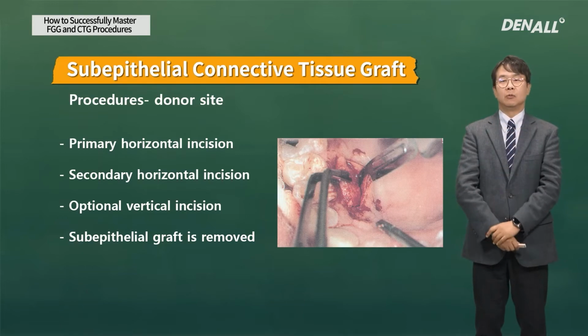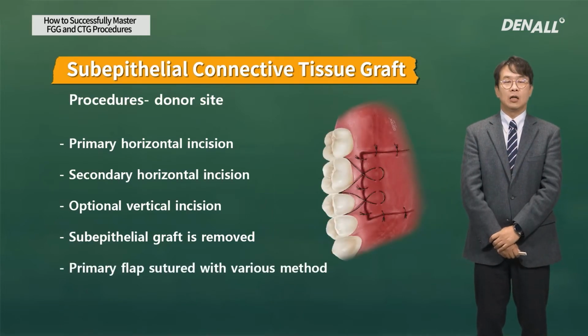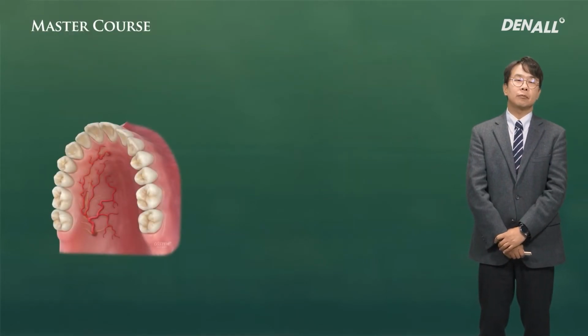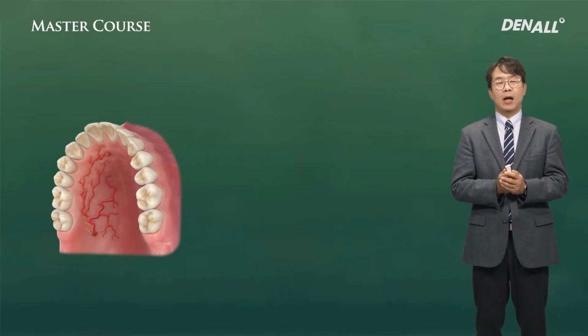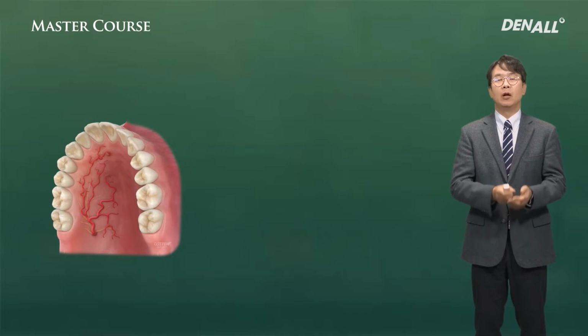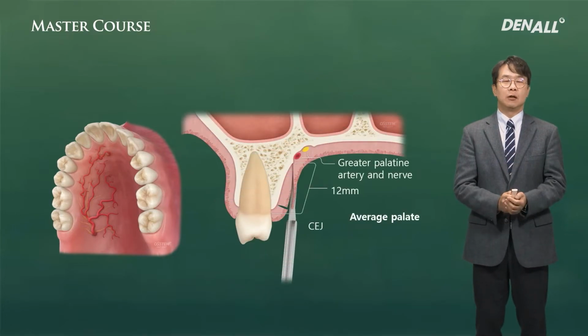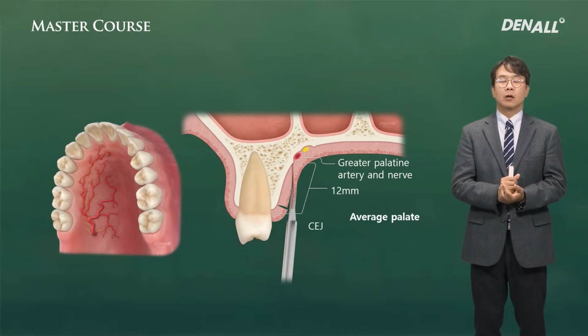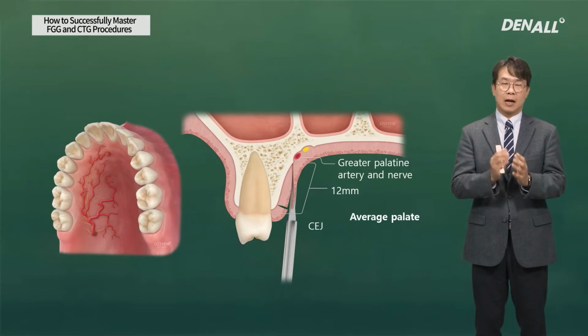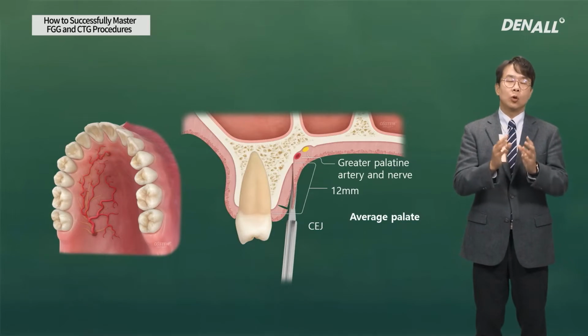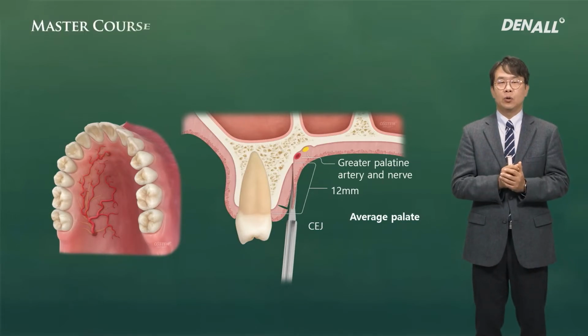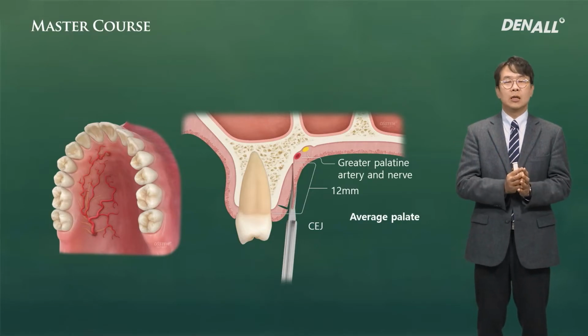Now, as you can see, a partial thickness flap is taken, and using various sutures, the site is finished. When you take out the graft, the difference between this one and free gingival graft, bleeding can occur here, and it is very important to understand anatomy. The main source of bleeding is greater palatine artery. It is not cut directly, but a very small diameter arteriole is cut. Let's look at its location.